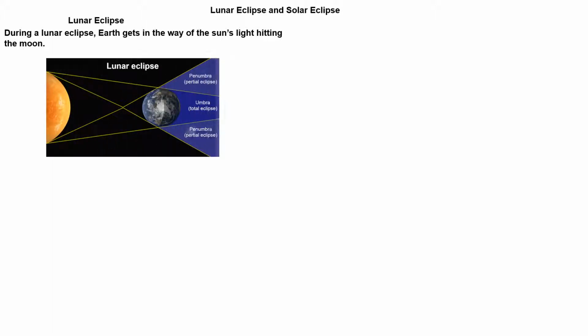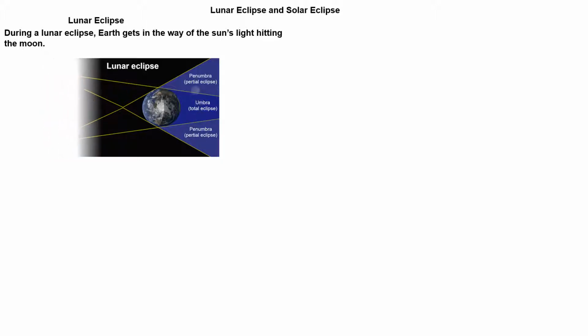Lunar eclipse and solar eclipse. Lunar eclipse. During a lunar eclipse, Earth gets in the way of the sun's light hitting the moon. A lunar eclipse occurs when the moon passes directly behind Earth and into its shadow. This can occur only when the sun, Earth, and moon are exactly or very closely aligned, with Earth between the other two.